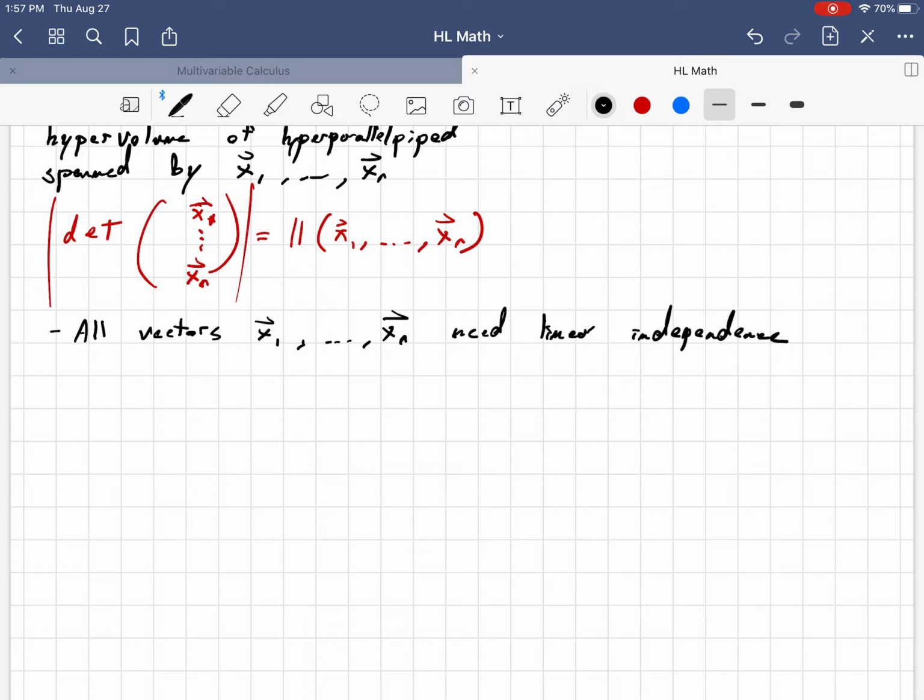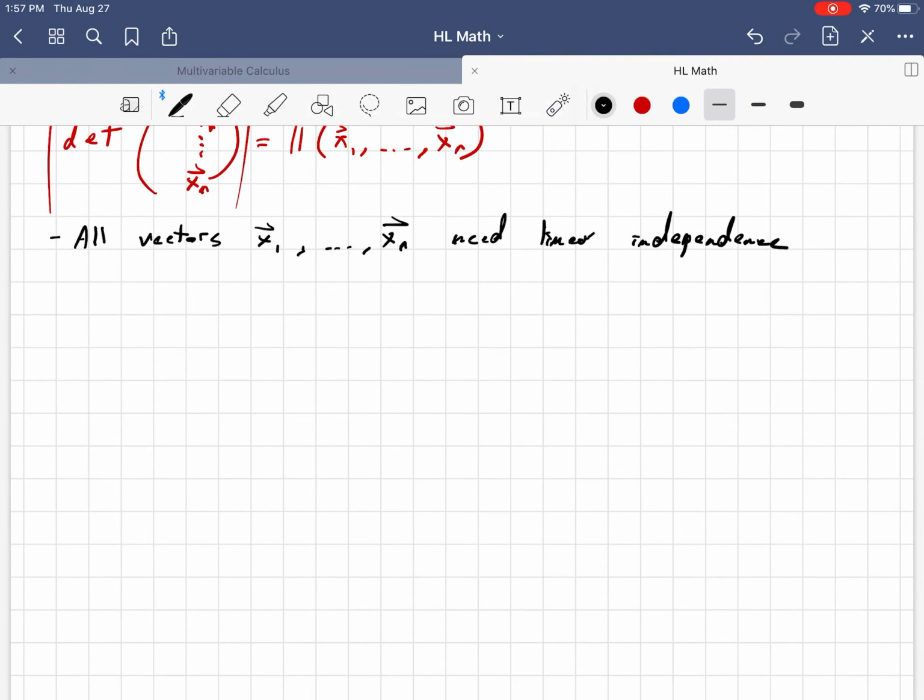It means that you could not write, say you were to pick any random vector, say x sub 7, right? That vector x sub 7, whatever it is. What it would mean for x sub 7 to be linearly independent of all of the other n minus 1 vectors is that you couldn't write x sub 7 as a linear combination of any of the other vectors.